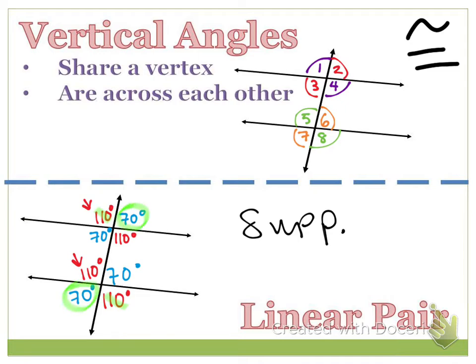What do you guess about their measures? They're congruent. And then you can see consecutive interior. They are not congruent, they are supplementary. So we'll go through those in 3.2. It's tomorrow. But those are the things you need to know for the quiz.